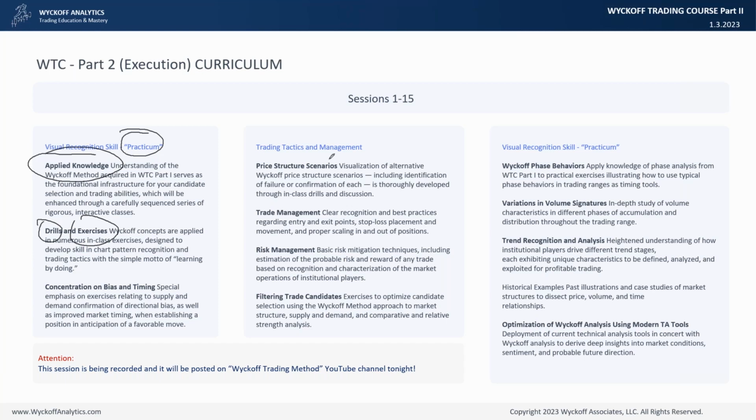The second part of our drills and exercises is going to be in the classroom. I'm going to have some action sequence exercises for you, some bias game exercises as well. So we're going to be practicing a lot of exactly what we've been studying in the WTC1 course. Our concentration and focus will be on bias and timing. And specifically here, we will be going through 4 types of analysis.